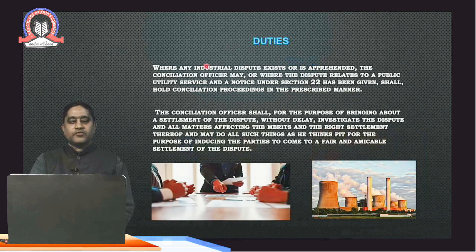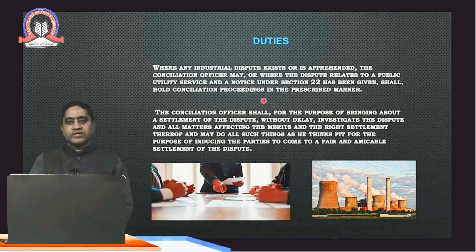Coming to the next point, what are the duties? I just spoke about the role of the conciliation officer. What are the duties? Where an industrial dispute exists or it has been apprehended, that is, the conciliation officer feels that a dispute may be arising, that is called apprehended, the conciliation officer may act, or where the dispute relates to a public utility service. The public utility services are those particular services which are essential, like rail, road, bus or taxi, or services related to the newspaper.